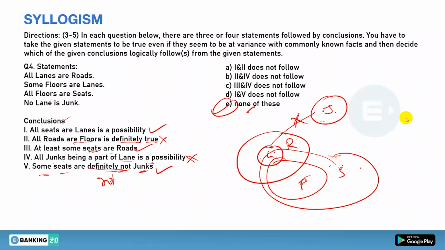Done or not? Clear or not? Okay, so the answer will be none of these because we have first, third and fifth as following, but there is no such option. So the answer will be none of these.